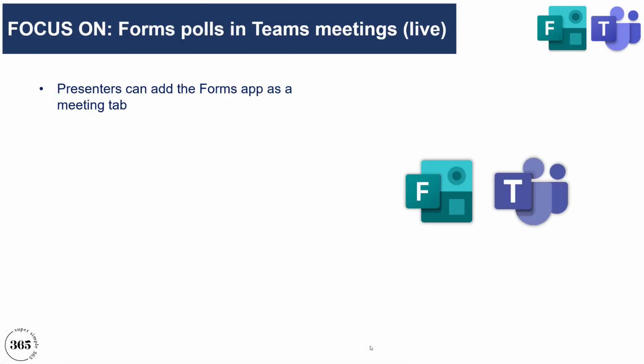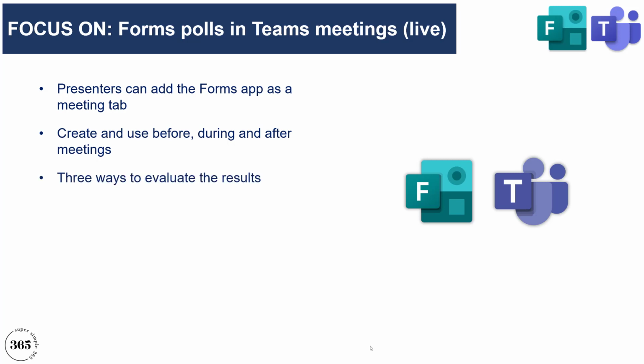Okay, let's have a quick look at form polls in Teams meetings. You see, it's another example of how the different apps in 365 are coming together. Presenters can add the Forms app as a meeting tab inside Teams. You can create these and use them before, during or after your meetings. So maybe you want to poll people before they come to a meeting, and then at the end of it, maybe it's a training session or you're getting people's opinions, you can run that same or a similar poll again afterwards. You have 3 ways to evaluate the results. You can do it inside Forms, you can export it, or you can look at it inside the tab inside Teams.